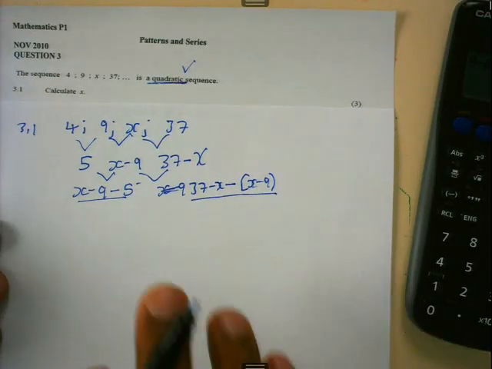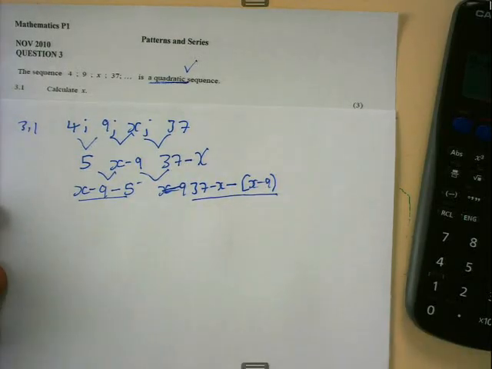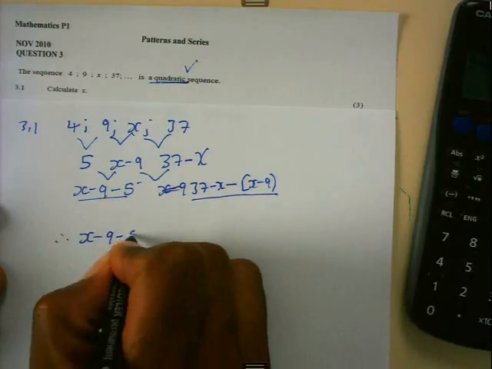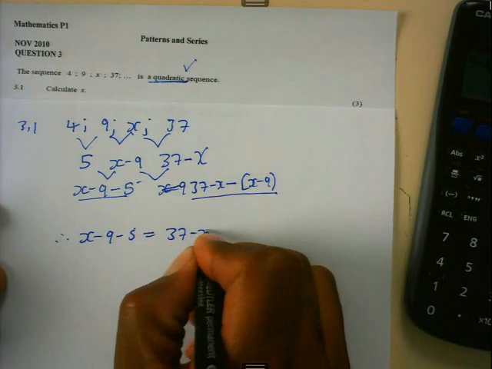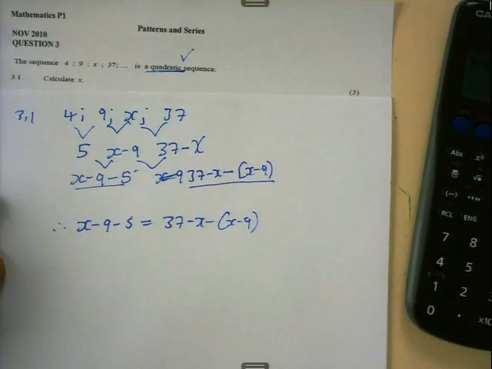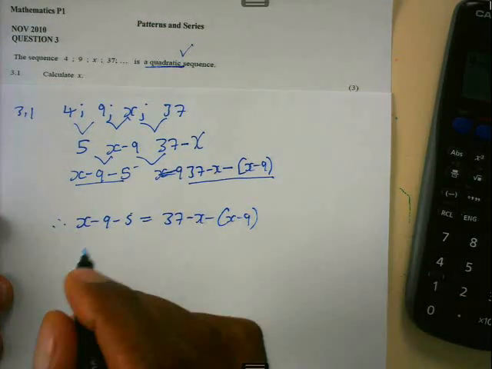Of course, boys and girls, can we stop here? Yes, but what is it that we're going to do from here? Because we know for quadratic, the second difference is the same. Therefore, we're going to equate the two. x minus 9 minus 5 is equal to 37 minus x minus (x minus 9). Then immediately from here we can solve for x.